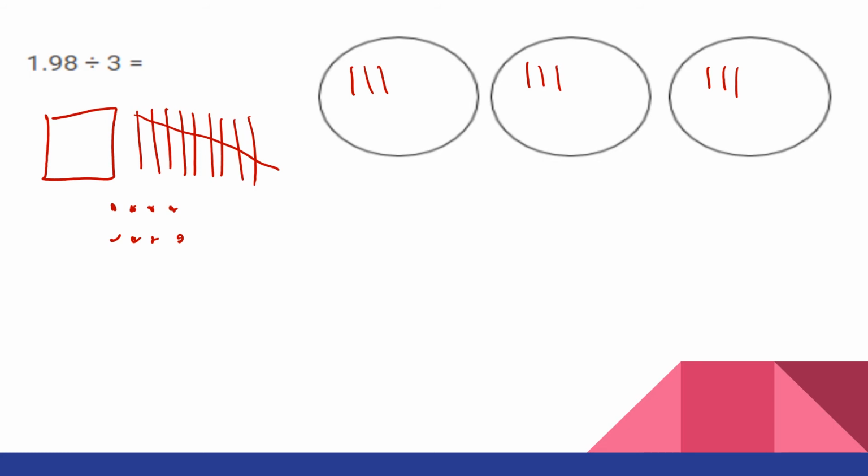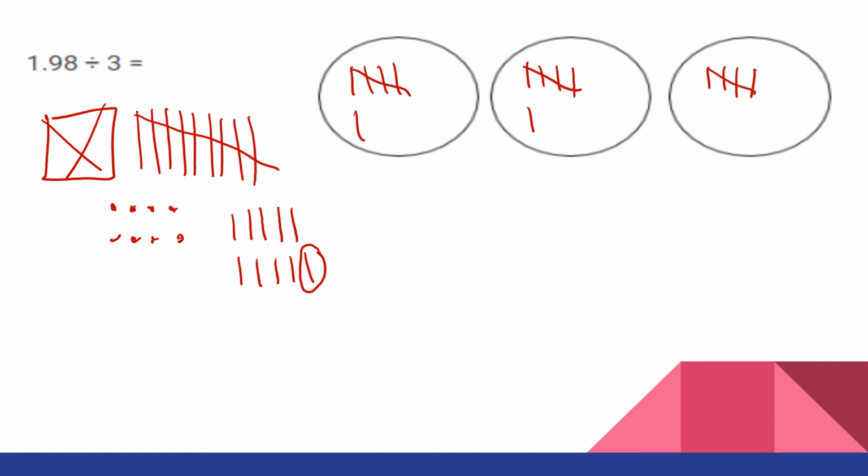Now I'll take my whole and divide it into 10 pieces. 1, 2, 3, 4, 5, 6, 7, 8, 9, 10. Well, I know that I'll have 1 left over. I'll take these 9 and again divide them up. 1, 2, 3, 4, 5, 6, 7, 8, 9. Now I have 8 hundredths and 1 tenth.